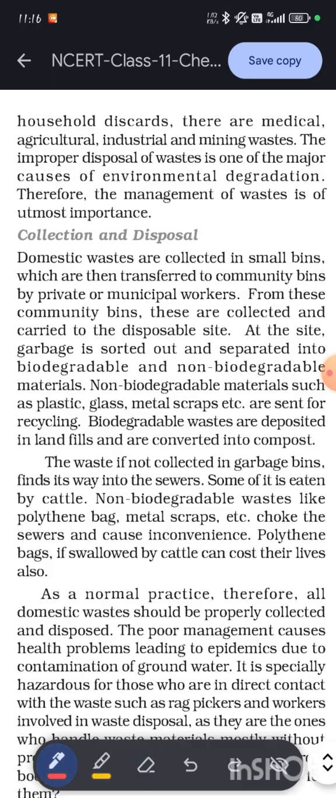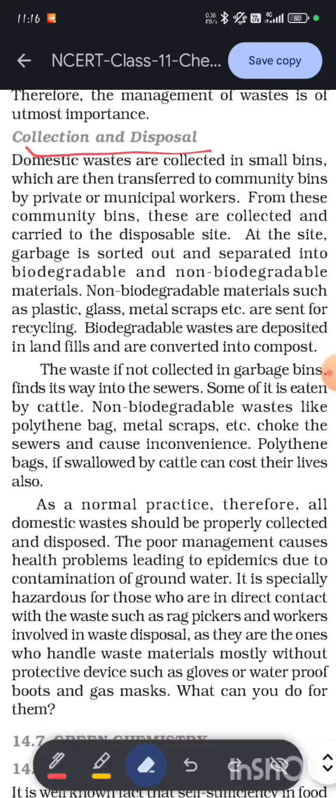The next is collection and disposal. Domestic wastes are collected in small bins which are then transferred to the community bins by private or municipal workers. From these community bins, these are collected and carried to the disposal site. At the site, garbage is sorted out and separated into biodegradable and non-biodegradable materials. Non-biodegradable materials such as plastic, glass, etc. are sent for recycling. Biodegradable waste is deposited in landfills and converted into compost.